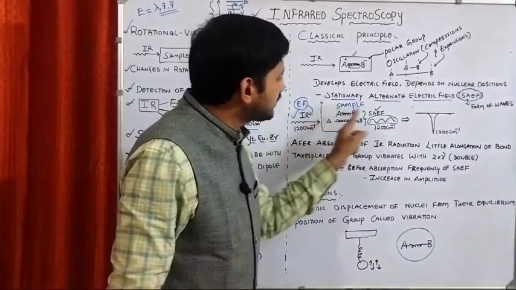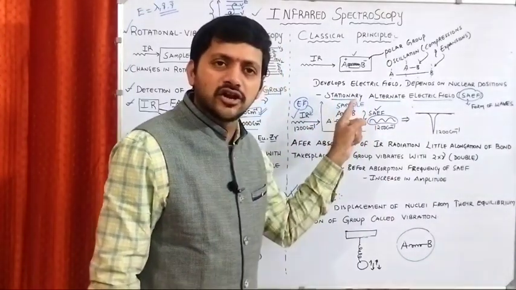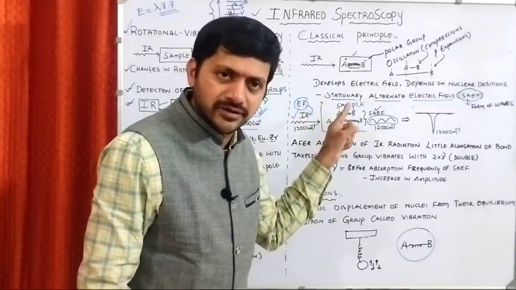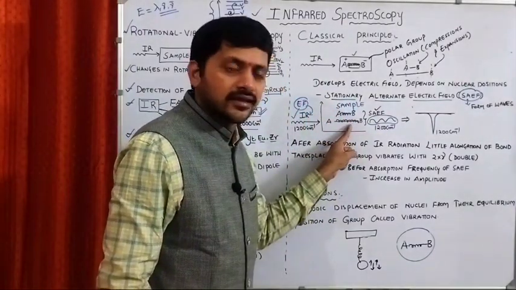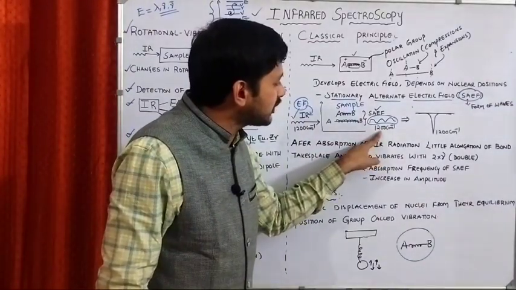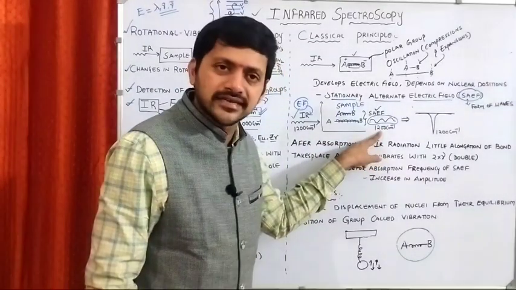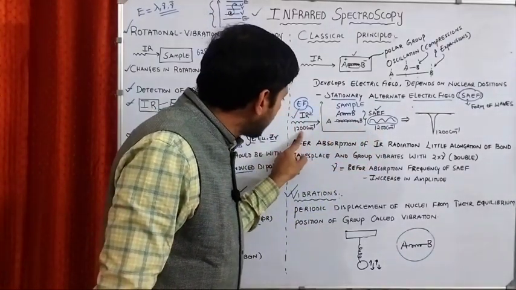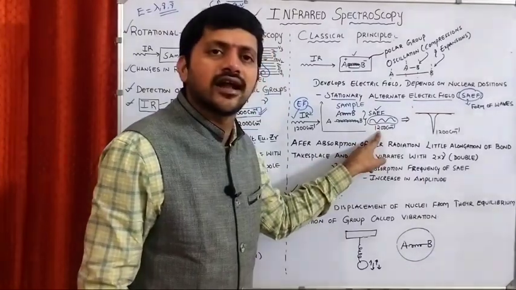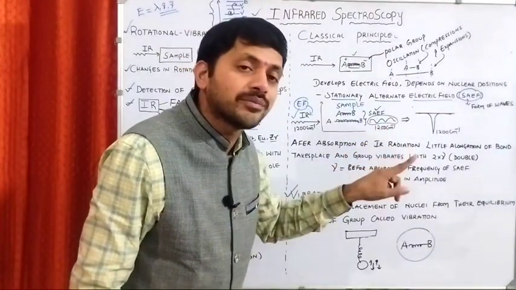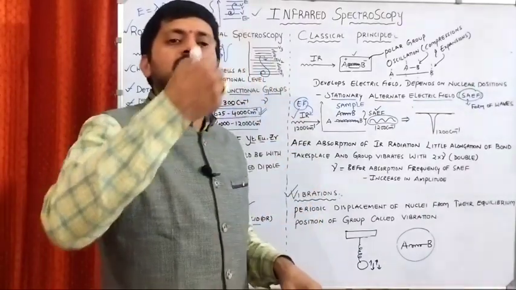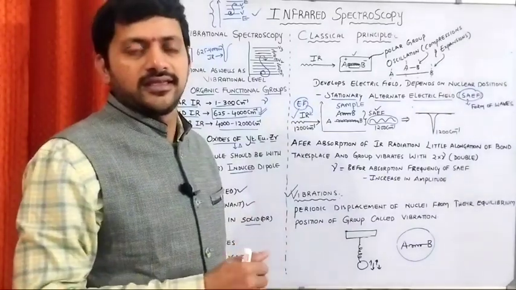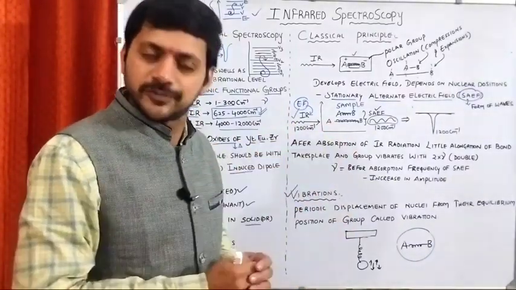So we are continuously sending IR radiation: 1 centimeter inverse, 2 centimeter inverse, 3 centimeter inverse, 4 centimeter inverse. Continuously we are sending. So what is the frequency of your stationary alternate electric field? 1200 centimeter inverse, right? So whenever the IR radiation frequency reaches the frequency of the stationary alternate electric field, what will happen? The sample can absorb the IR radiation and produce the corresponding signal. In that way, we will get the IR spectra.